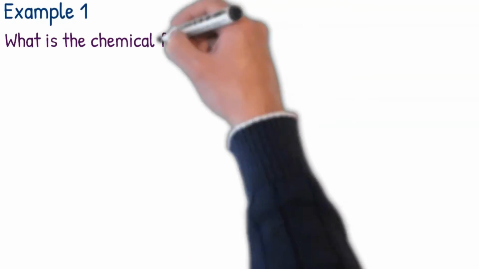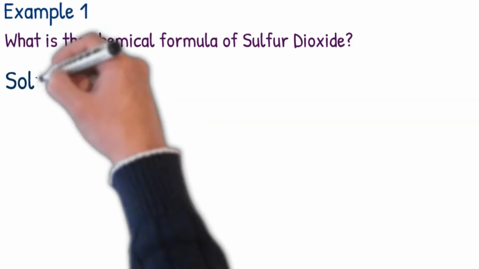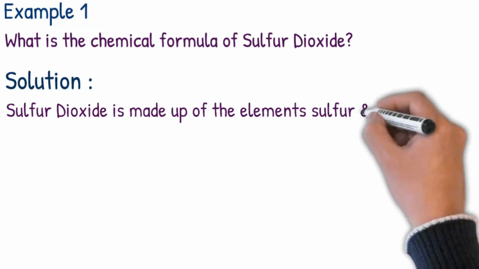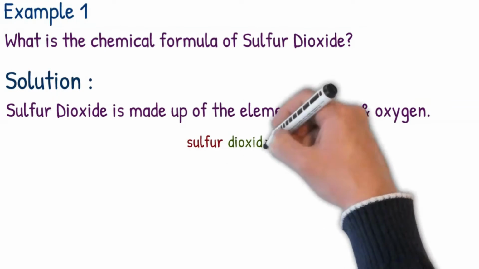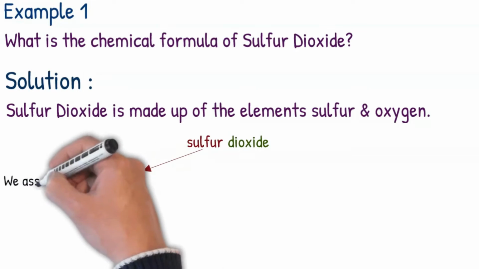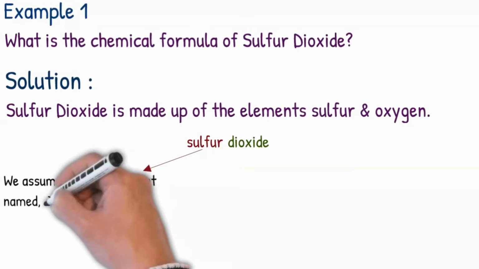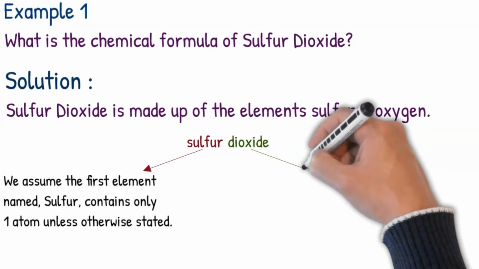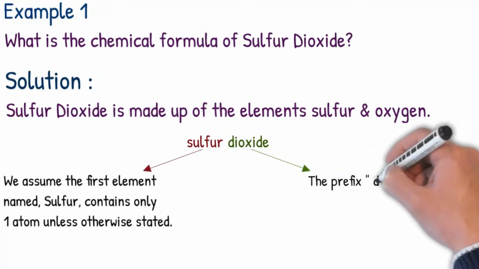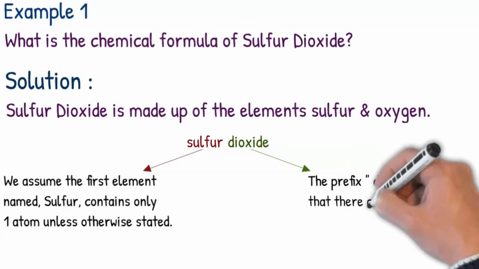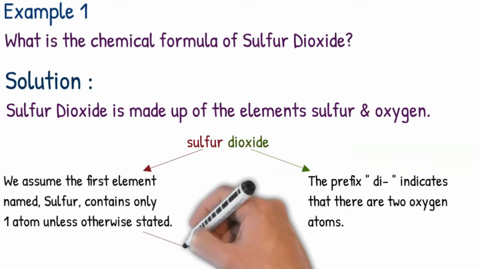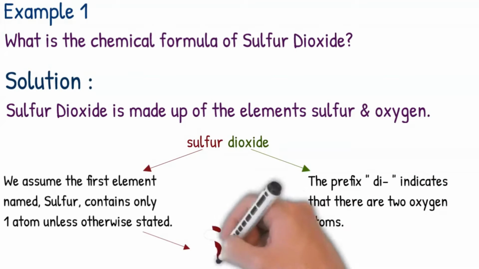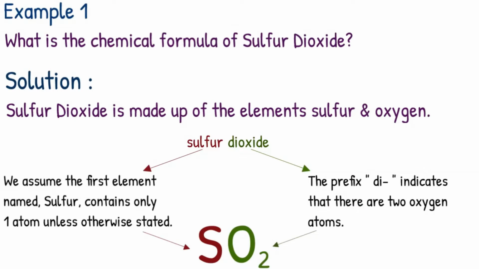What is the chemical formula of sulfur dioxide? Sulfur dioxide is made up of the elements sulfur and oxygen. We assume the first element named, sulfur, contains only 1 atom unless otherwise stated. The prefix, di, indicates that there are 2 oxygen atoms. SO2 is the chemical formula of sulfur dioxide.